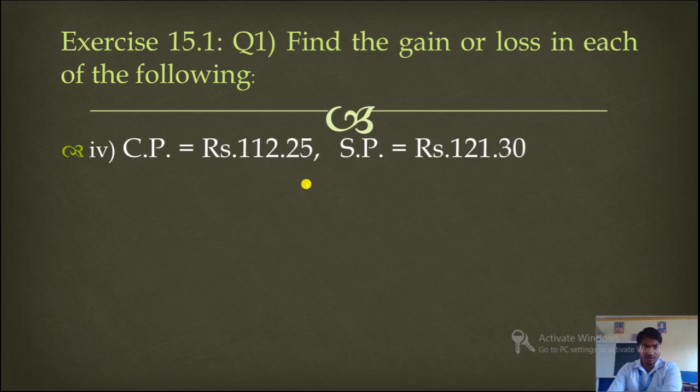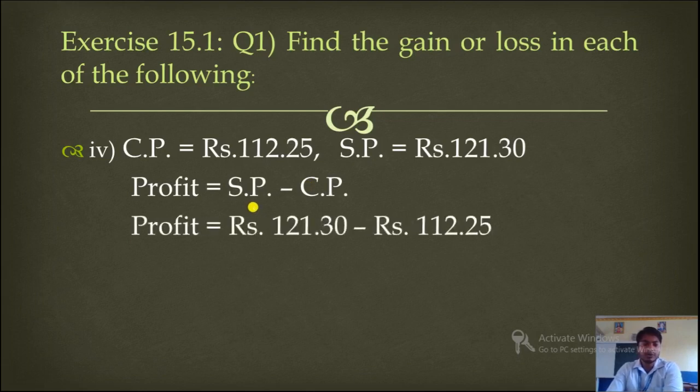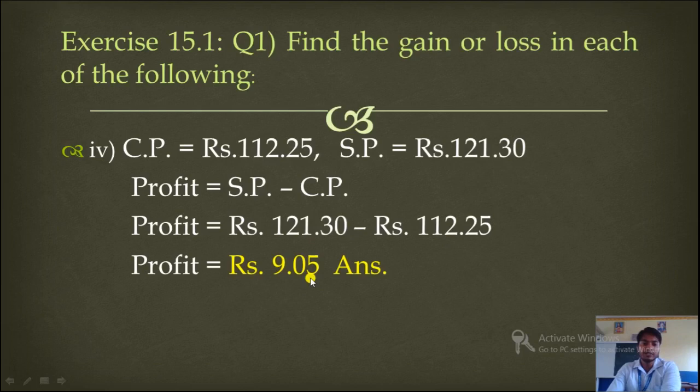So what is the formula to find profit? Profit is equal to selling price minus cost price. Now we'll put the value. Profit is equal to rupees 121.30 minus 112.25. When we subtract we'll get the result 9.05. This will be the profit in this question. Understood?